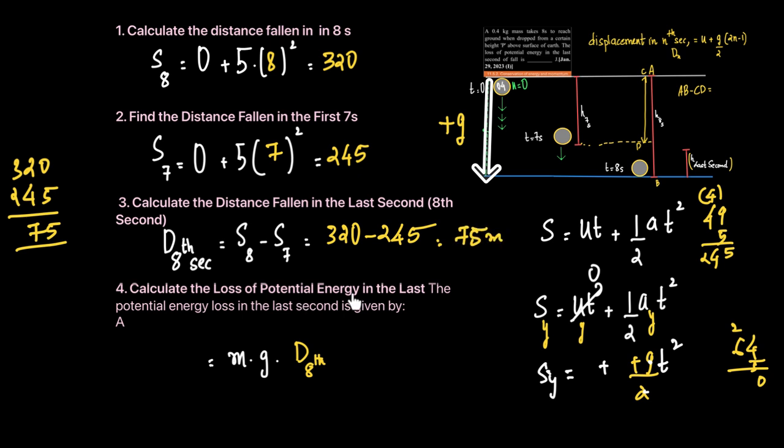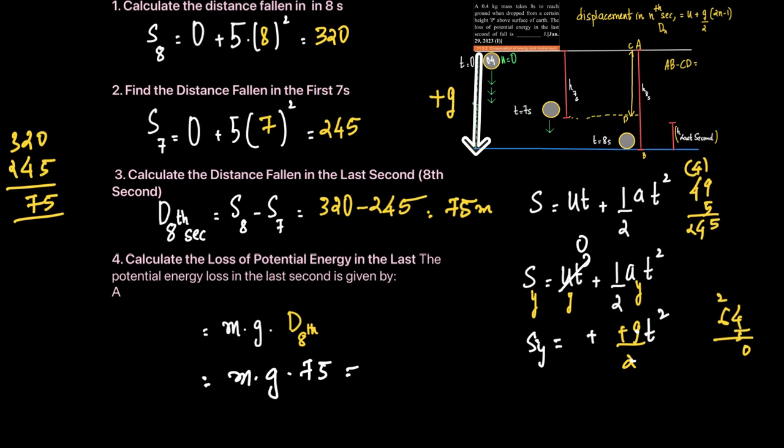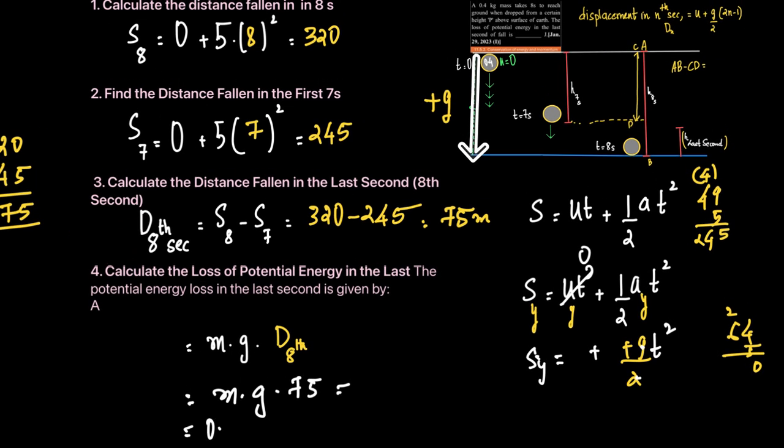And what is the loss of potential energy in the last second? It will be equal to mass into acceleration due to gravity into the distance fallen in the last second, which is 75. And we get the same answer again, m into g into 75 meter. What was the mass? The mass is 0.4, into g is 10, into 75 is 300.